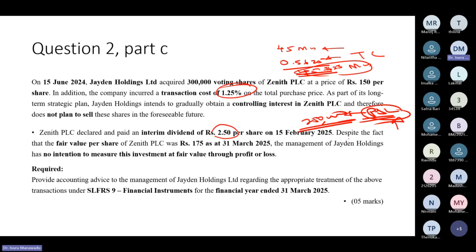If we know exactly this is an interim dividend that we have received, we debit cash and credit the dividend income account. It can be recorded that way. At the reporting date, 31st March 2025, the market price increased to 175 multiplied by 300,000.